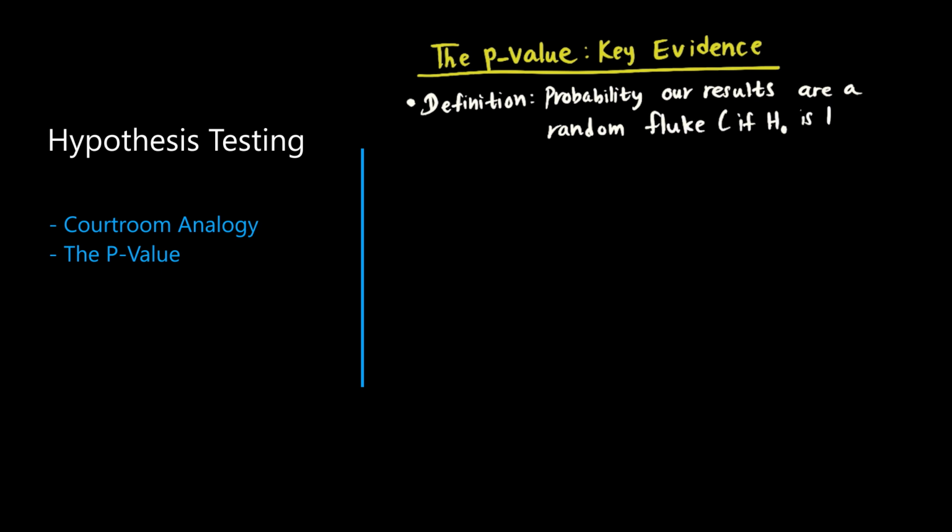We collect our sample data and we see some effect. The p-value answers the question, could this just be a fluke? Could we have gotten these results just by random chance, even if nothing has actually changed in the real world?